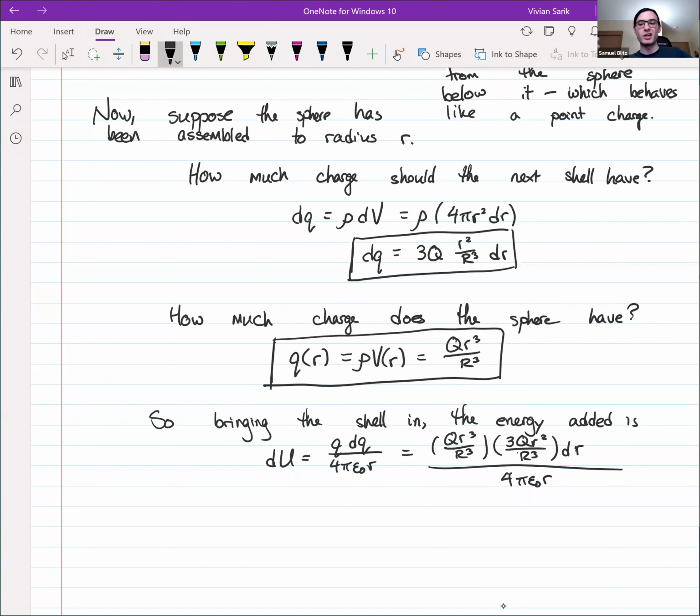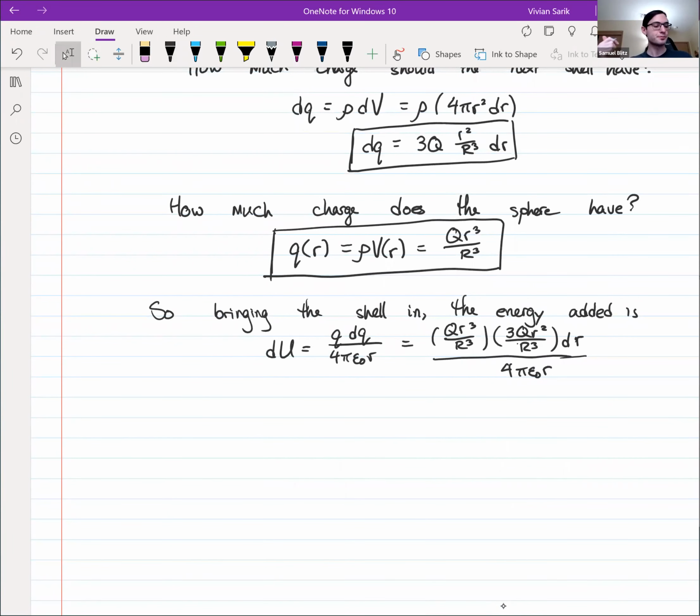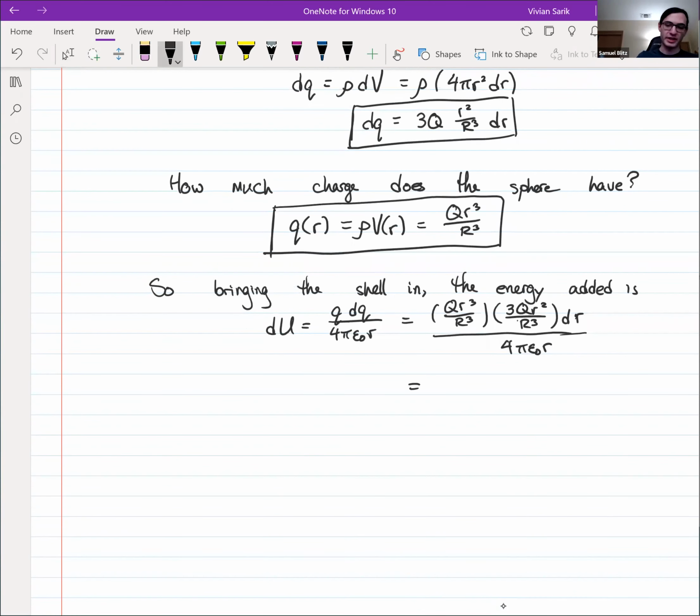And now note that r here is a variable. It changes as we assemble the sphere. And so that's why we've written everything in terms of r, because we want to be able to integrate over the entire sphere. We couldn't have just left everything in terms of q, because the amount of charge changes as we add shells. And so we can simplify. This is 3q squared over 4 pi epsilon naught R to the 6th, r to the 4th dr.